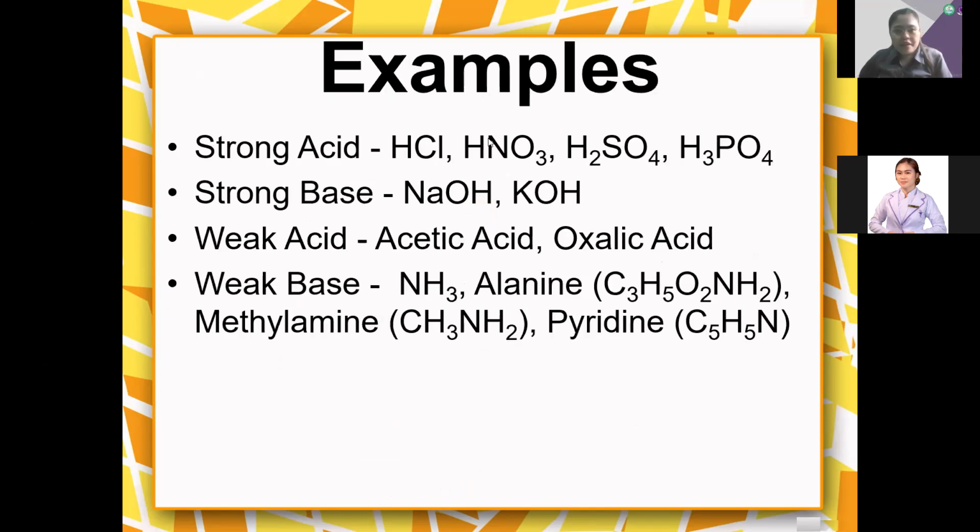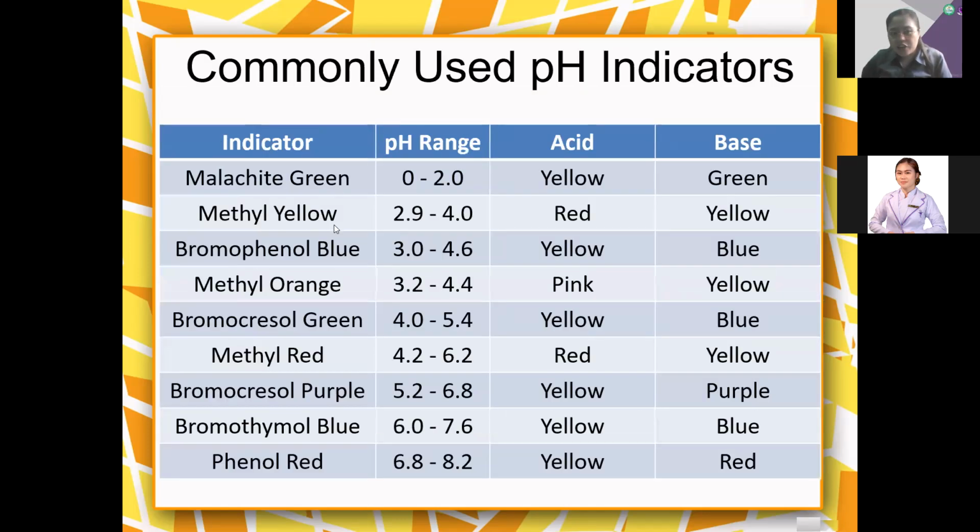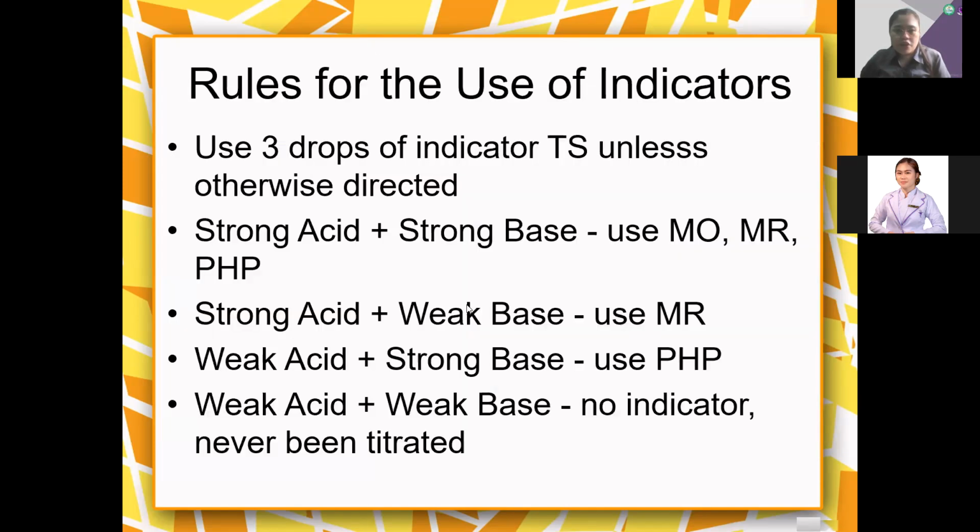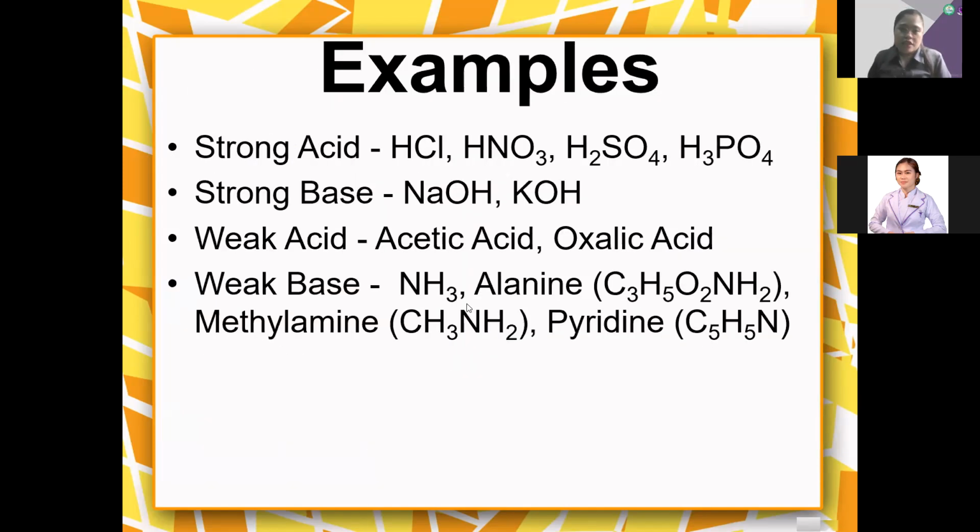Okay, so for you to be familiar with our strong acids and strong base, MO is methyl orange, MR is methyl red. So nasa ano yan siya sa table. Ito, methyl orange ito. Then we have here the methyl red. Okay, I'll be giving you examples of strong acids and strong bases para madali nyo silang ma-identify. Strong acids again are mostly inorganic acids. No carbon like HCl, that's hydrochloric acid, HNO3, nitric acid, H2SO4, sulfuric acid, and H3PO4 is phosphoric acid.